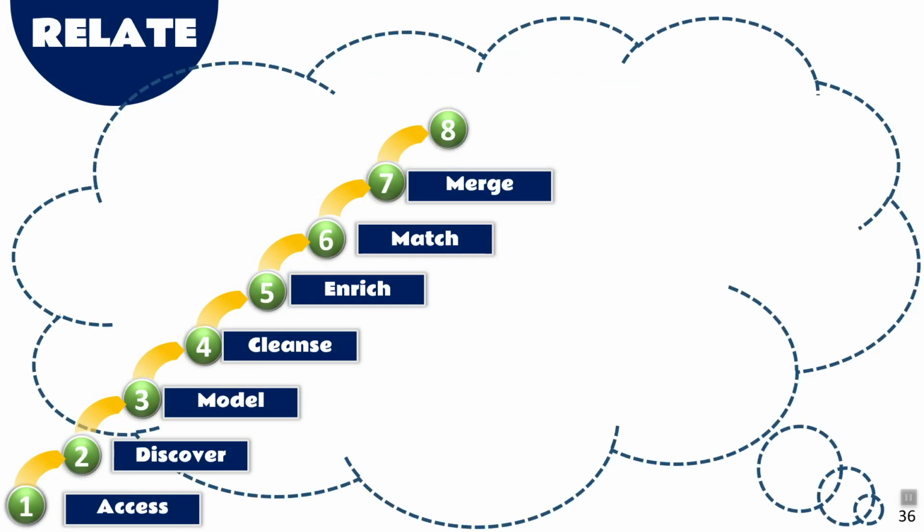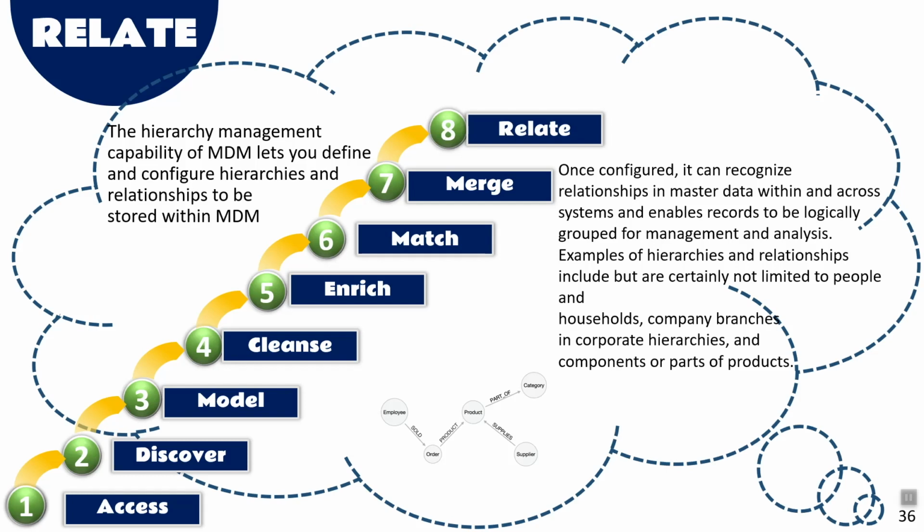The 8th step in our process is the relate. Once configured, it can recognize the relationship, right? Basically, the hierarchy management capabilities of MDM let you define and configure the hierarchies and relationships to be stored within MDM. For example, you see here the employee orders a specific product which is part of a category, and the supplier supplies that product. So to get an item, there are multiple relationships to a specific item.